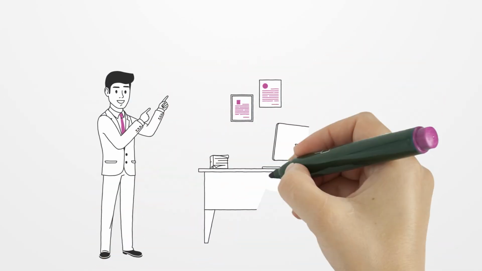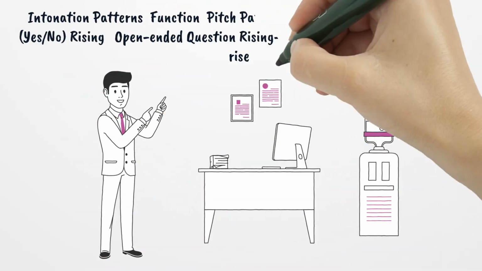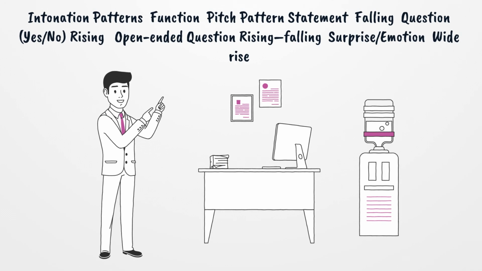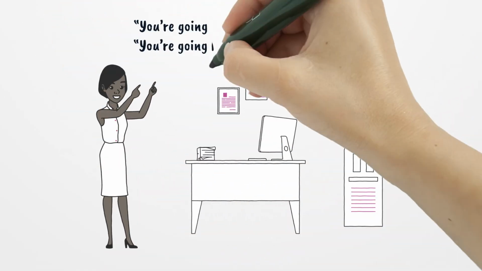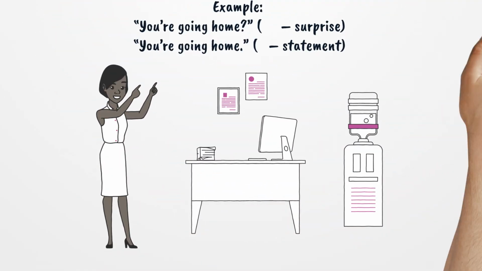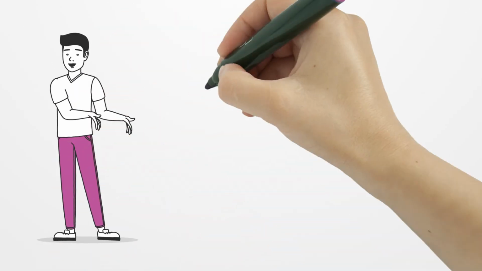Intonation patterns. Function and pitch pattern. Statement: falling. Yes/no question: rising. Open-ended question: rising then falling. Surprise or emotion: wide rise. Example: You're going home? Surprise. You're going home. Statement.